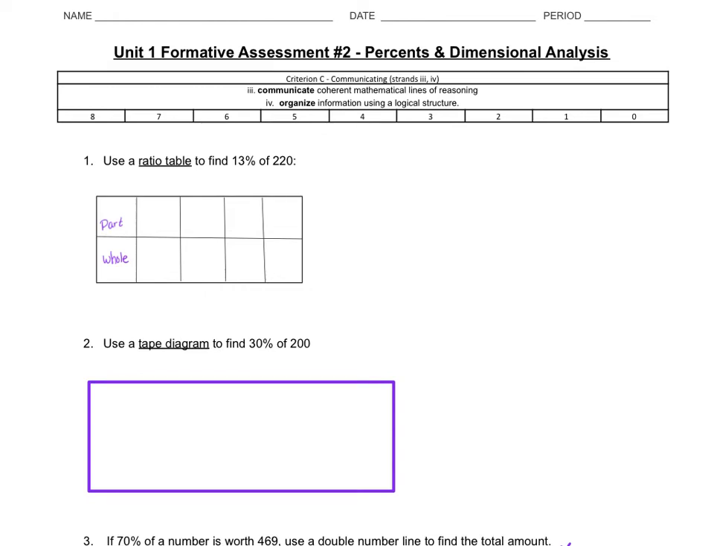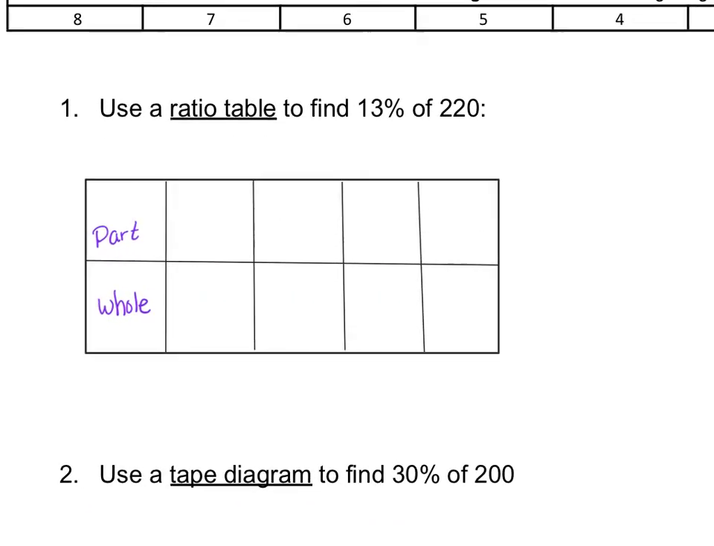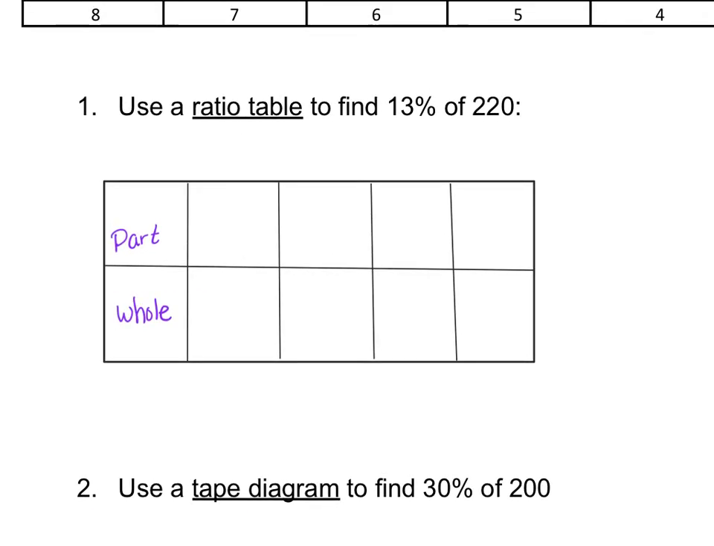Today I'm going to be going over the Unit 1 formative assessment. This is our second assessment, and it's on percents and dimensional analysis. So the first question says use a ratio table to find 13% of 220.